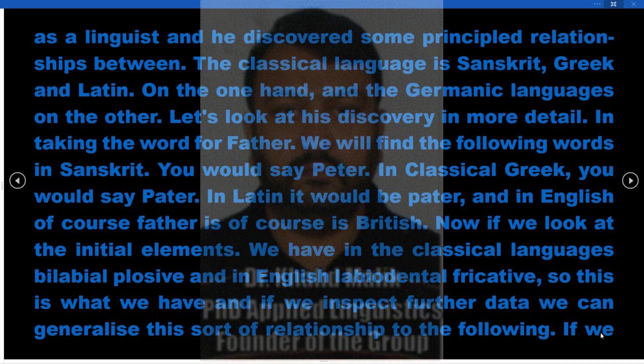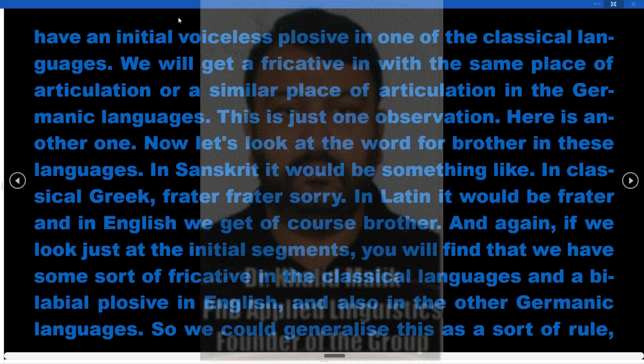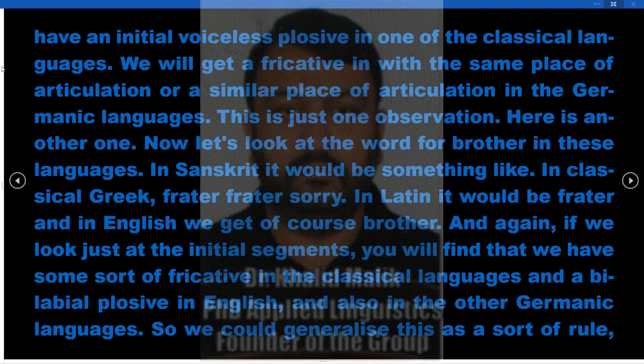If we have an initial voiceless plosive in one of the classical languages, we will get a fricative with the same place of articulation or a similar place of articulation in the Germanic languages. This is just one observation.